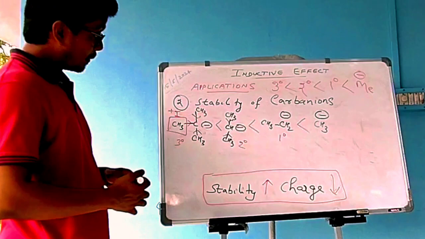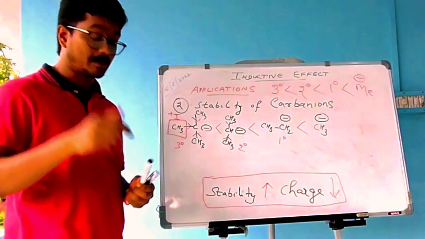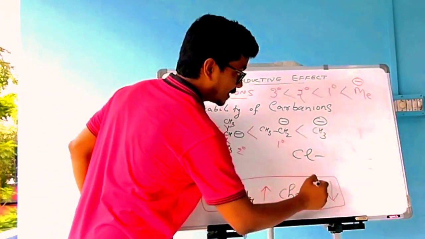Okay, so plus I effect decreases the stability of carbanion. Let's consider the same example we discussed earlier.